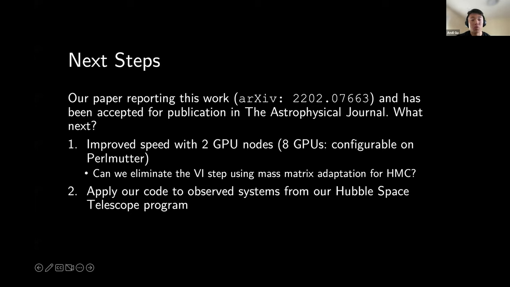And in terms of science goals, we want to start applying our modeling code to more real observed data from the Hubble Space Telescope. So yeah, that wraps up my talk. Thank you for listening, and I'd be happy to take any questions.